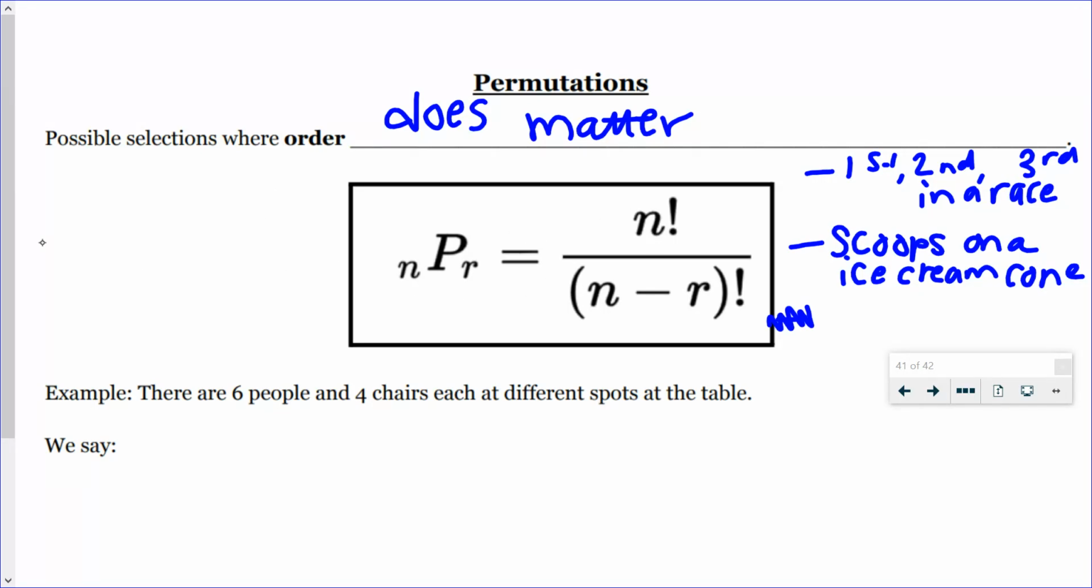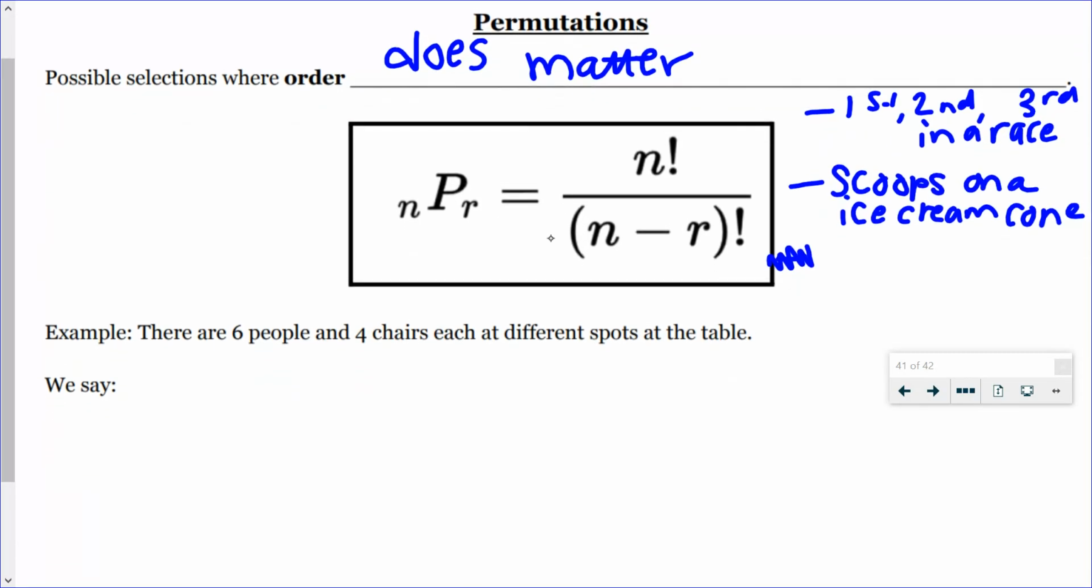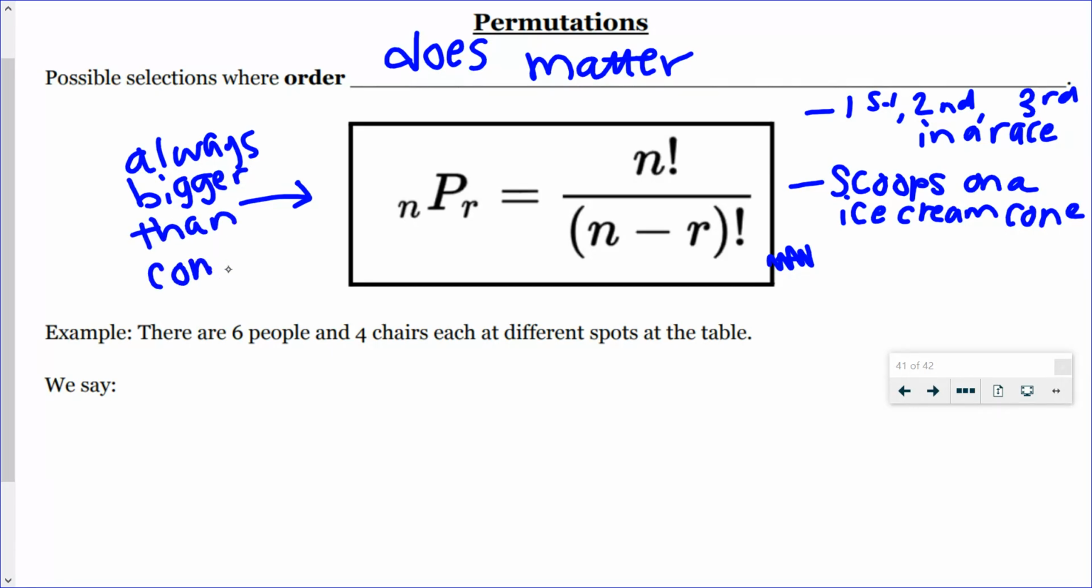Our equation is very similar. The only difference is that we do not have that r factorial on the outside. So because I don't have a piece on the denominator of my fraction, my p or permutation is always going to be bigger than a combination. And we can think about this, right? If you just care about who's in the top 3 of a race, but you don't care what order it is, it's just going to be those 3. But once you care about the order, then there's this additional component of how they're arranged that's going to change their probability.